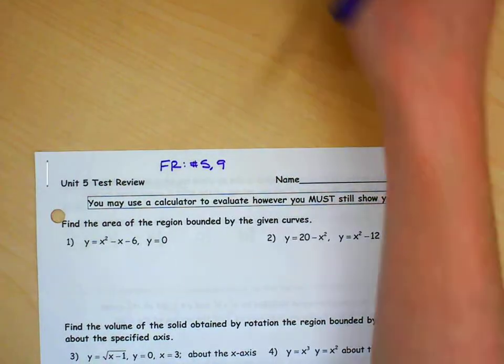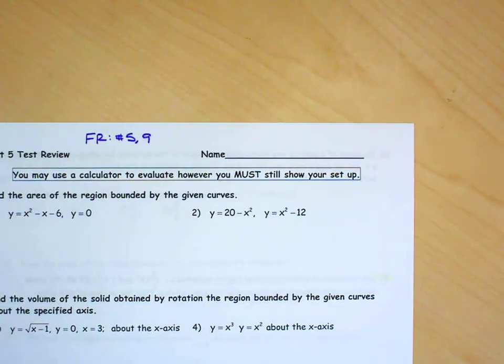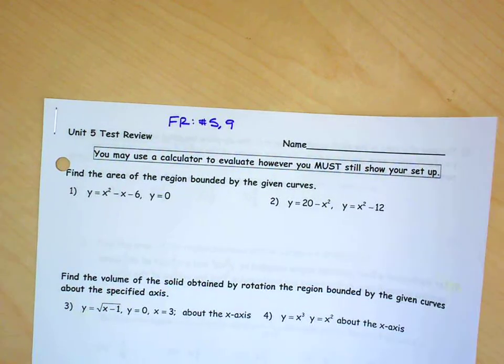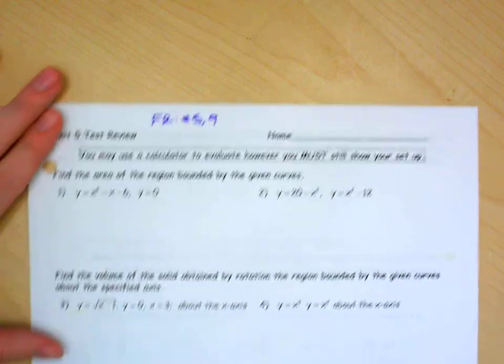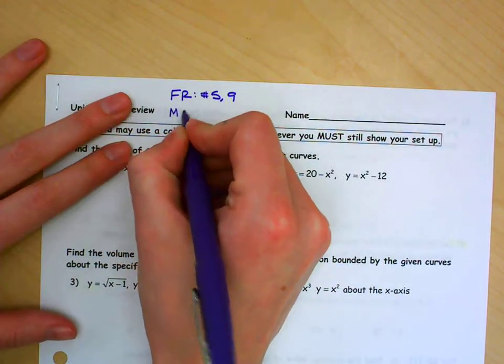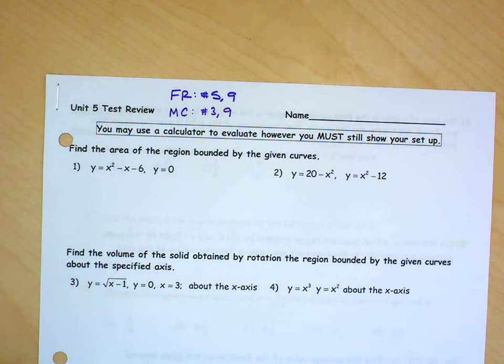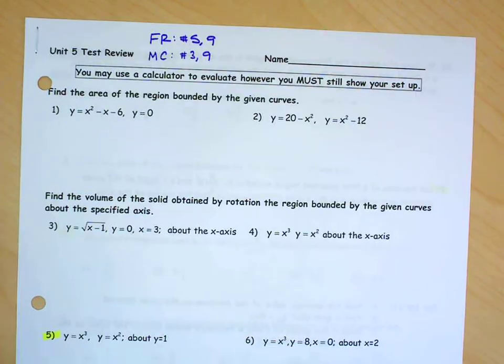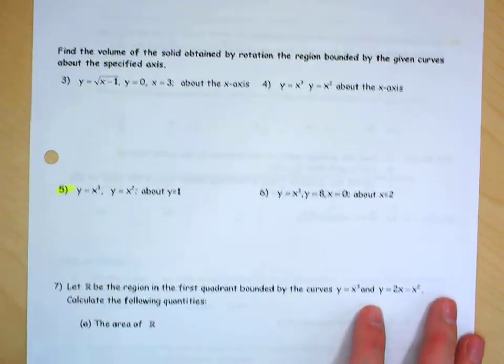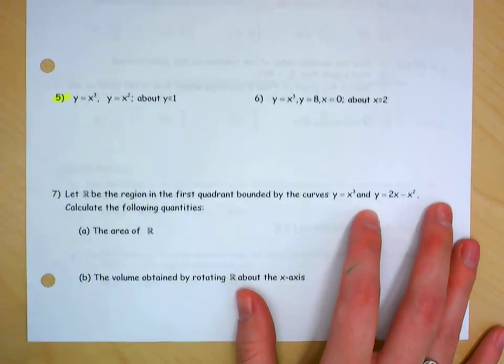So number 5 and number 9 from free response. And then in multiple choice, I'm going to be doing number 3 and number 9. So if you're following along, these are the problems that we're going to do. Feel free to skip around to just the ones you need to see, but I hope you find this helpful. So let's start with number 5, which is a free response problem.